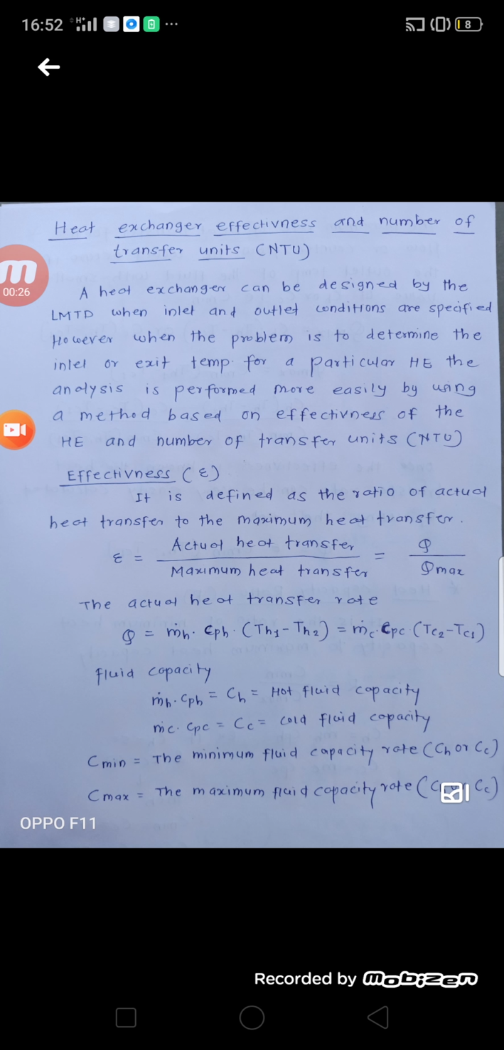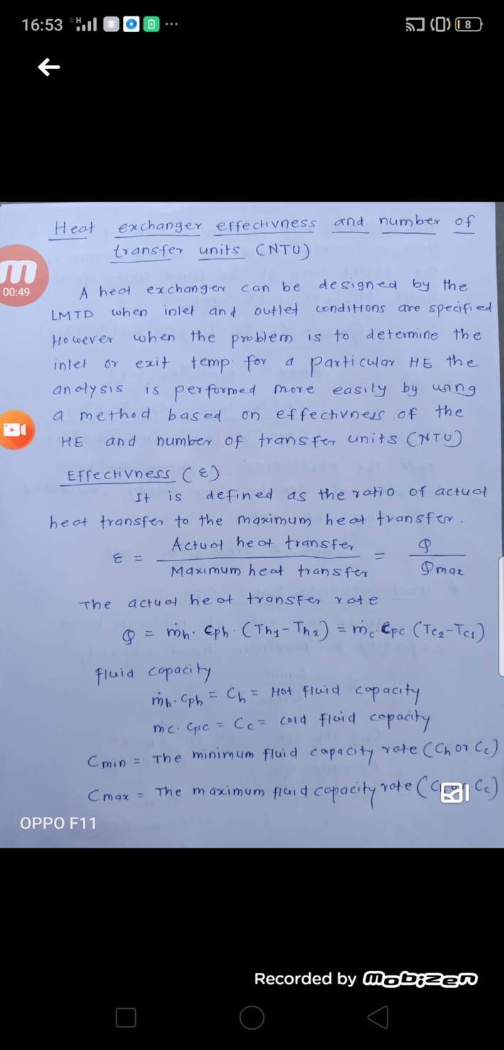However, when the problem is to determine the inlet or exit temperature for a particular heat exchanger, the analysis is performed more easily by using a method based on effectiveness of the heat exchanger and number of transfer units. So what is meant by effectiveness? It is defined as the ratio of actual heat transfer to maximum heat transfer.